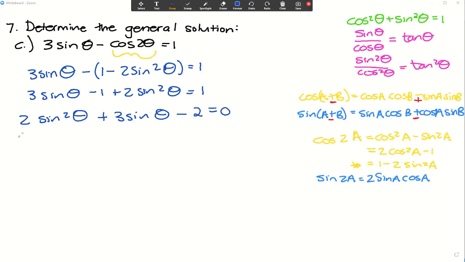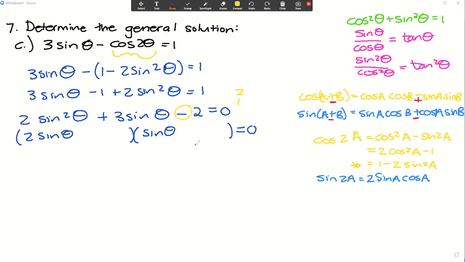Now I've got a trinomial over here, which means I can factorize, and remember we've got trig factorization, so leave really big brackets. The factors of your first, 2 sine theta times sine theta, are the only factors I can do for my first. Factors of my last are 2 and 1. Let me write that out. So we have 2 and 1 as the factors of my last. And it's a negative, which means I'm going to have a plus and a minus.